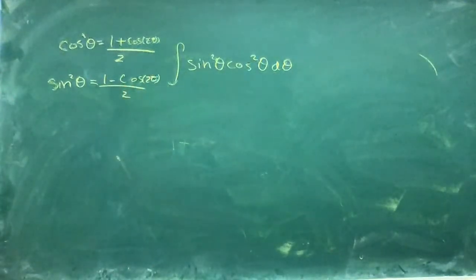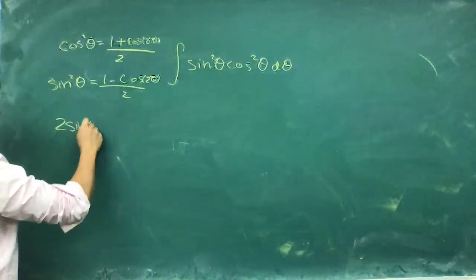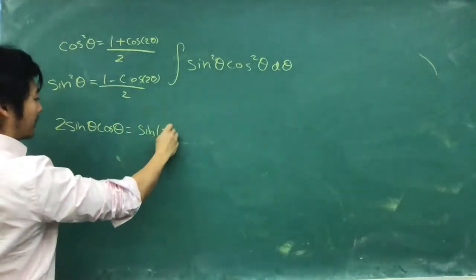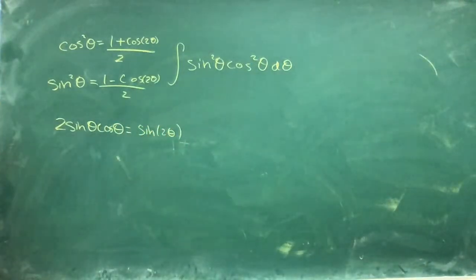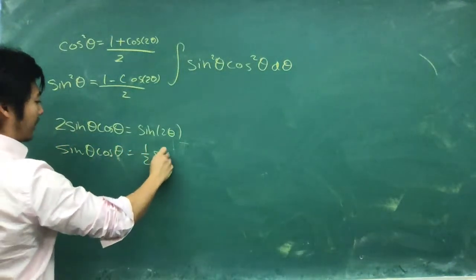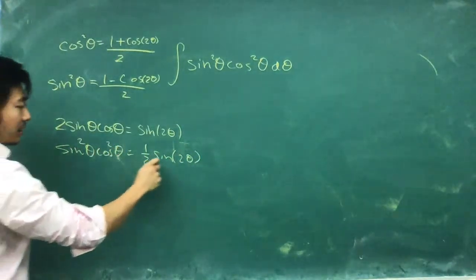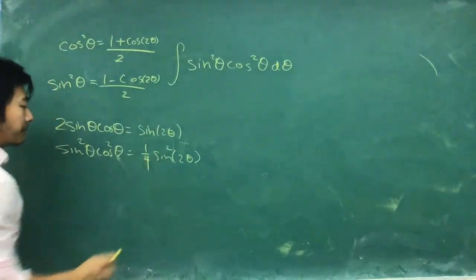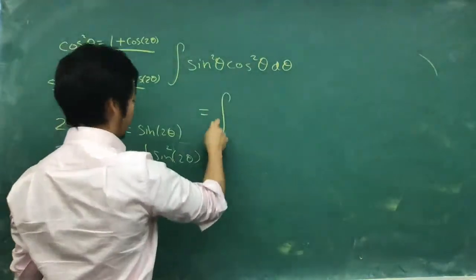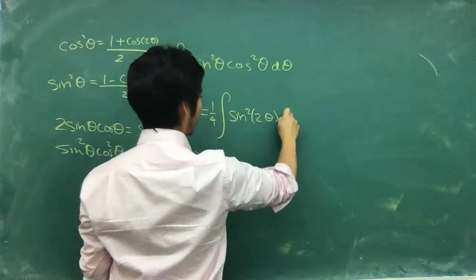But for this particular one, there's something kind of cool that you can do, which is that 2 sine theta cosine theta is equal to sine 2 theta. In other words, sine theta cosine theta is equal to 1/2 sine 2 theta. So if you square everything, this is squared, and this becomes 4. So you can just replace that. This becomes 1/4 sine square 2 theta.